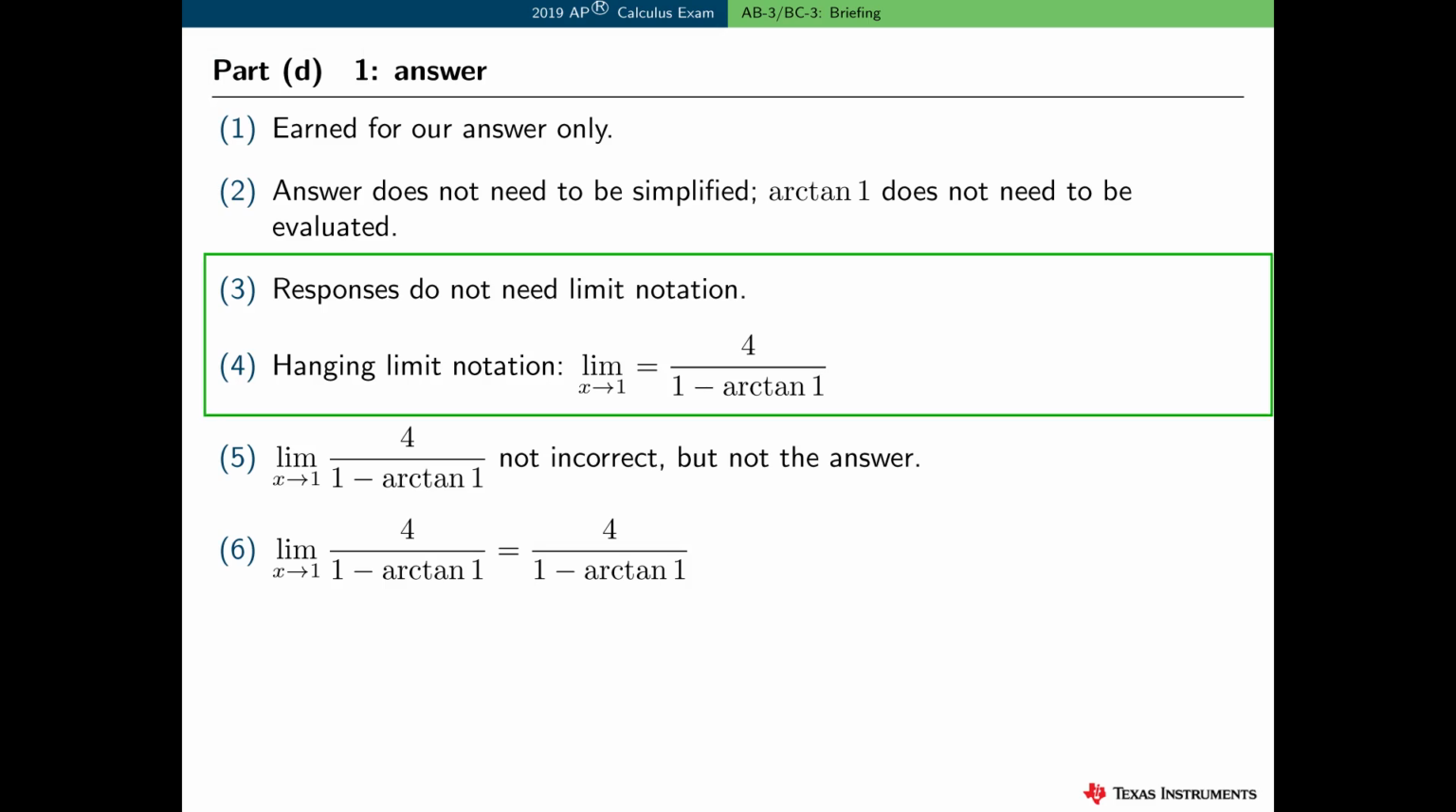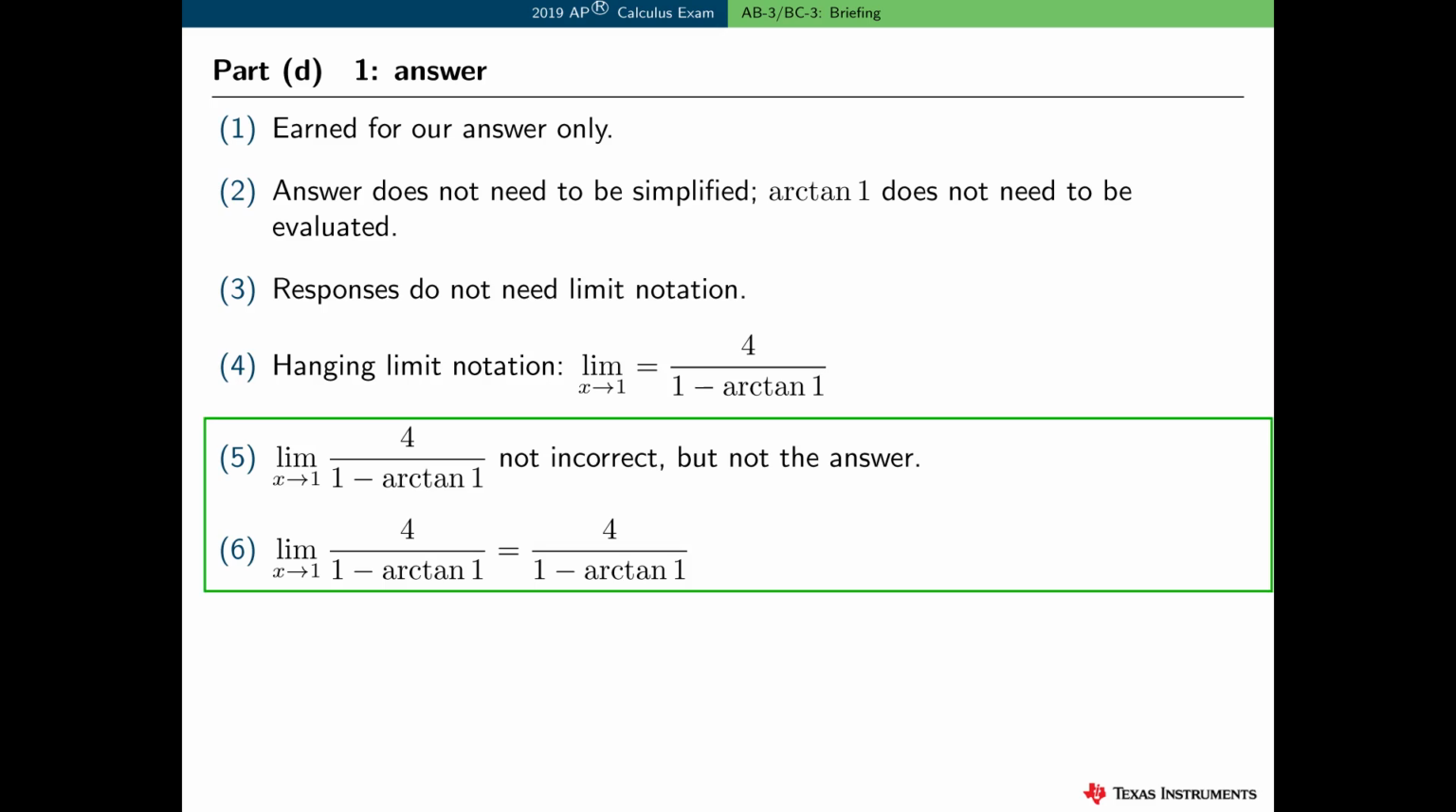Responses here do not need limit notation, and we will accept hanging limit notation as an indication of the value of the limit. But we will not accept this response in item 5. This is a limit expression and an indication that the student has not yet evaluated the limit. We will accept the response in item 6.